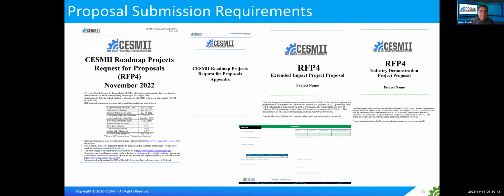But in addition to that, we also have this other document, which we call the Roadmap Projects and Request for Proposals Appendix. This one has a lot of information that we need to consider as you provide proposals for this RFP. These are the ones that talk about who's eligible, cost share. A lot of that information is in here. It's very standard. That's why we didn't capture it in the RFP itself.